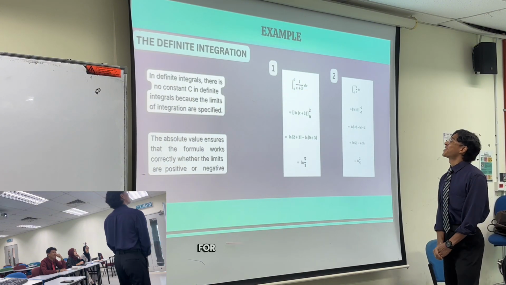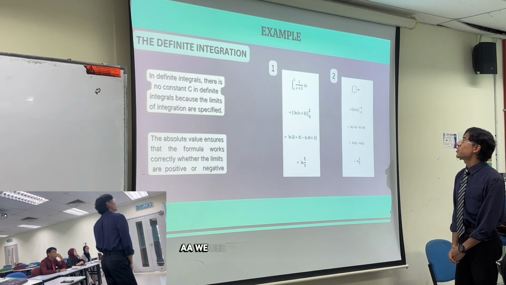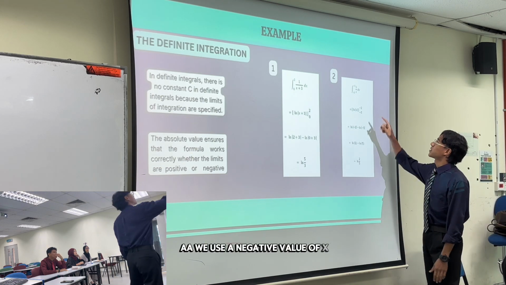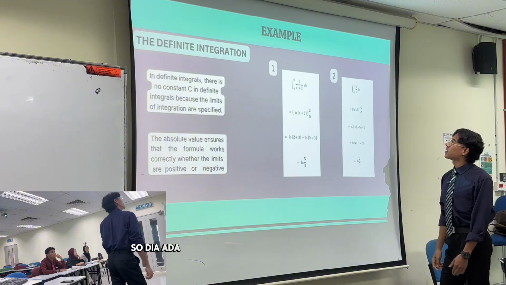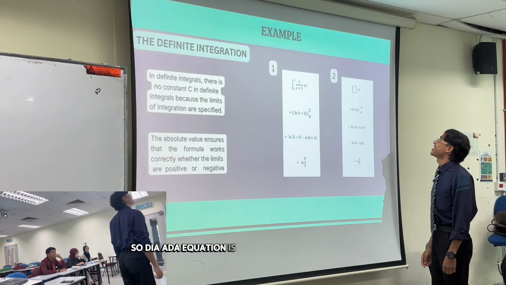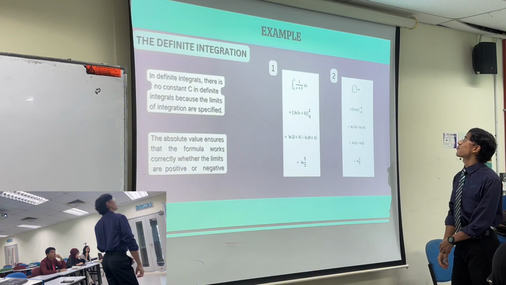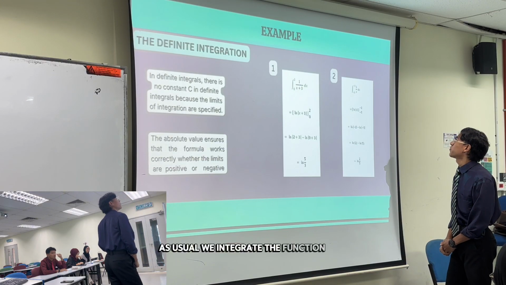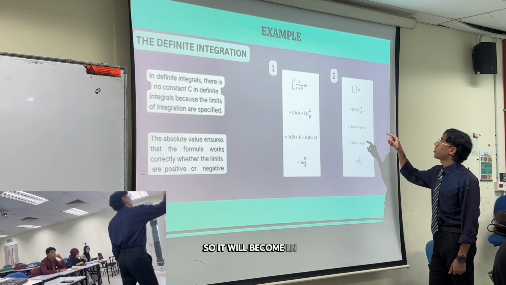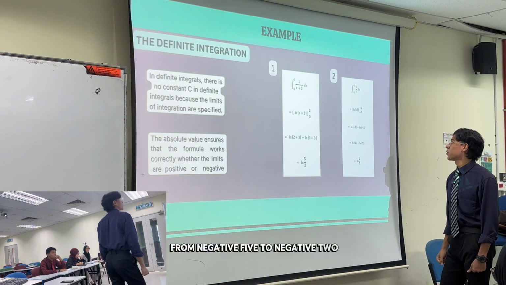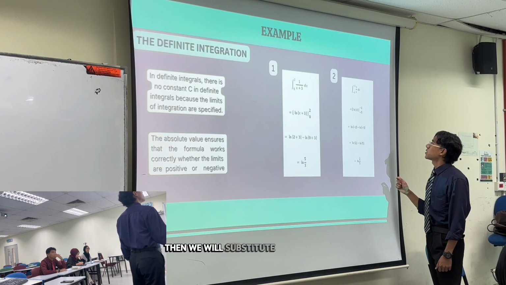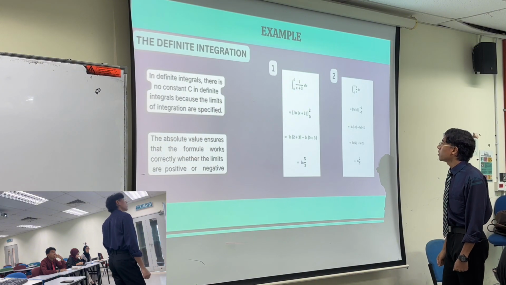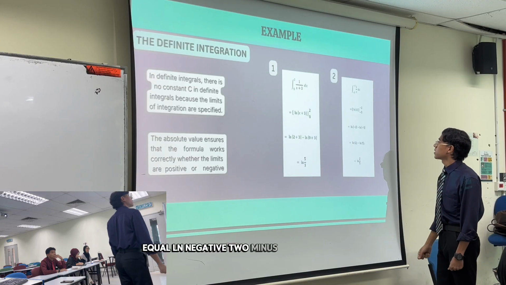Yes. Okay, for the second example, we use negative values of x. So the question is integration of 1 over x dx from negative 5 to negative 2. As usual, we integrate the function first. So it will become ln of absolute value of x from negative 5 to negative 2. Then we will substitute the value of x. It equals ln of absolute value of negative 2 minus ln of absolute value of negative 5.